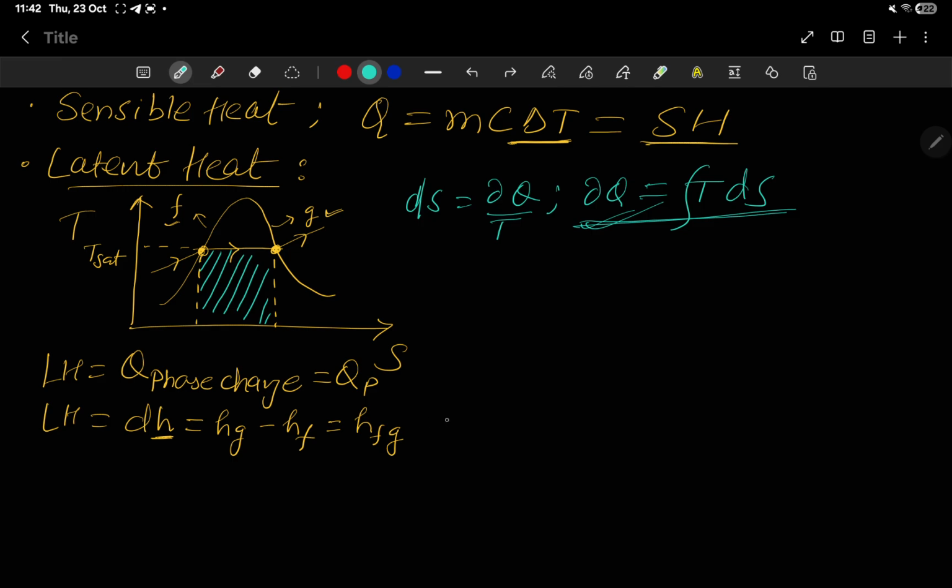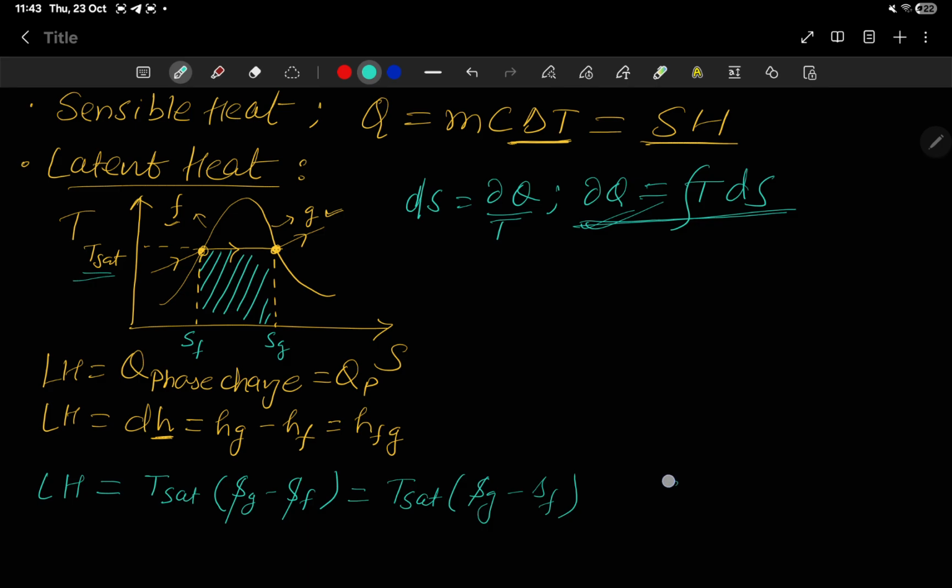Right? So we can write this latent heat in terms of entropy. It will be T saturation into (SG minus SF), where SG and SF are the specific entropies of saturated vapor and saturated liquid. So latent heat equals T saturation into Sg minus Sf.